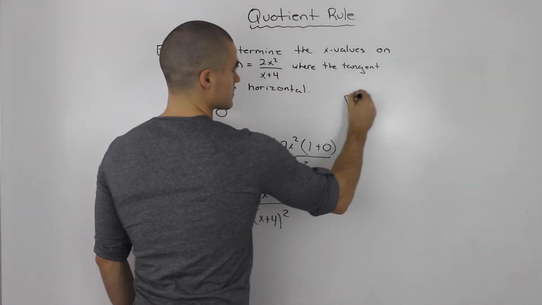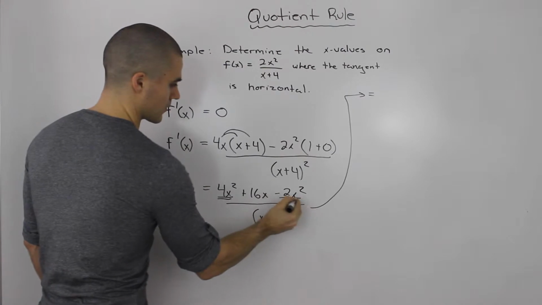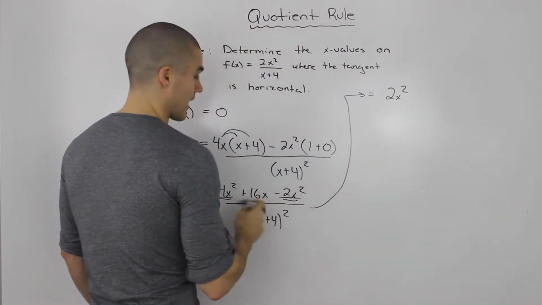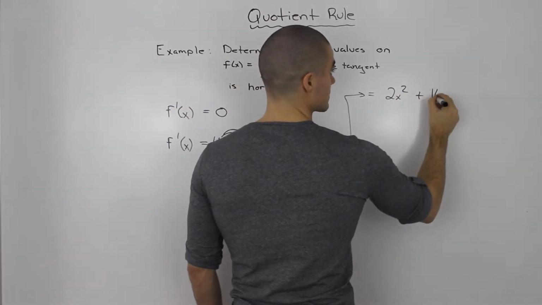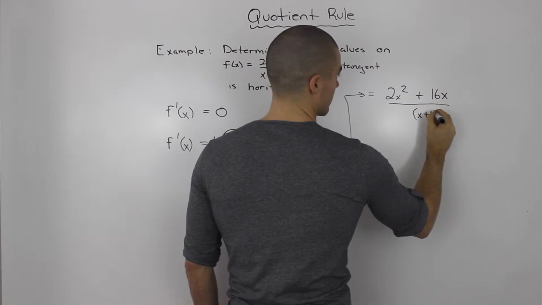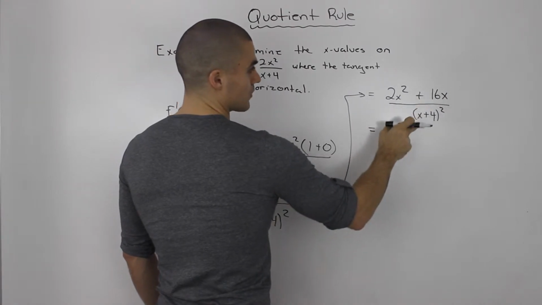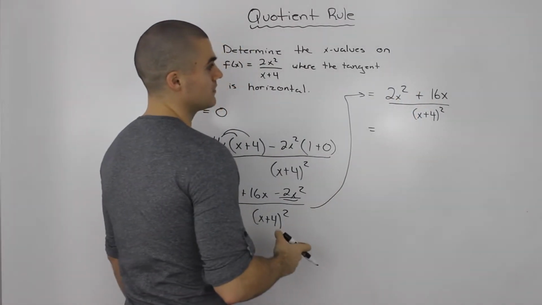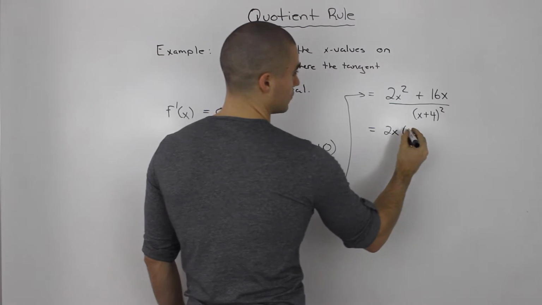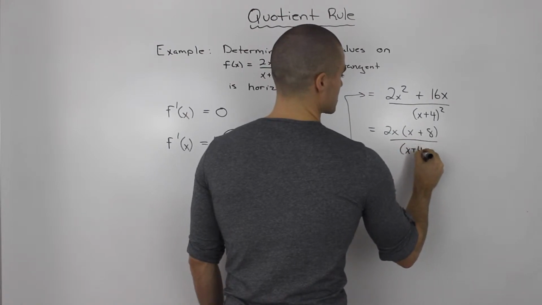Let me continue this here. So this 4x squared minus 2x squared, these are like terms here, right? So 4x squared minus 2x squared, that's just 2x squared. And then this 16x we write plus 16x as itself over x plus 4 squared. And we want to keep simplifying the numerator, right? So we could see if we could cancel anything out with the denominator. So what can we factor out? We could take out a 2x from these two expressions and we'll be left with x plus 8 over x plus 4 squared.